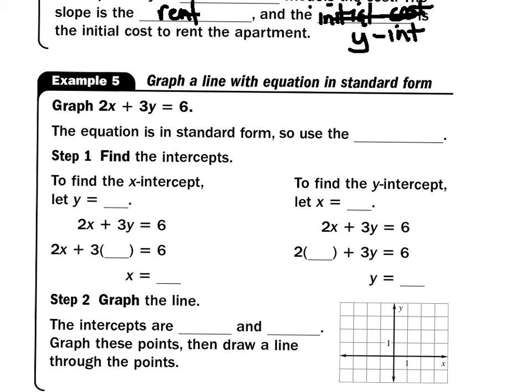So, to find the x-intercept, we're going to let y be 0. So then I have 2x plus 3 times 0 equals 6. So 2x equals 6, so x has to be 3. So when x is 3, y is 0. There's my dot. To find the y-intercept, let x be 0. So 2 times 0 plus 3y equals 6. 3 times y is 6, so y is 2. So when x is 0, y is 2. There's my line. Easy.